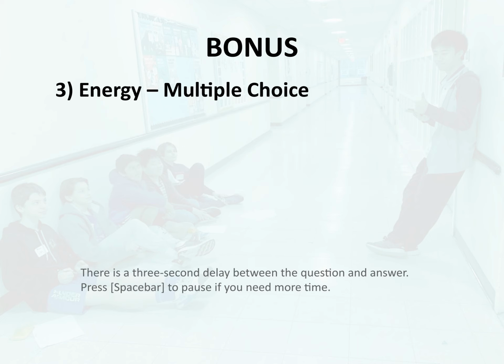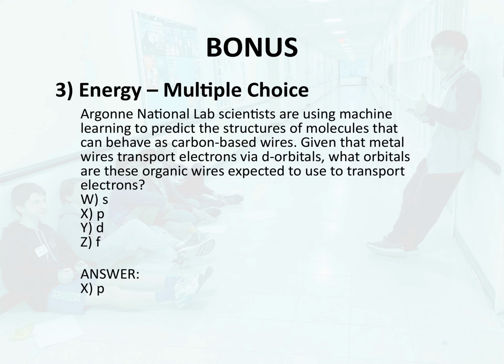Bonus 3. Energy, multiple choice. Argonne National Lab scientists are using machine learning to predict the structures of molecules that can behave as carbon-based wires. Given that metal wires transport electrons via d orbitals, what orbitals are these organic wires expected to use to transport electrons? W, S. X, P. Y, D. Z, F. Answer. X, P.